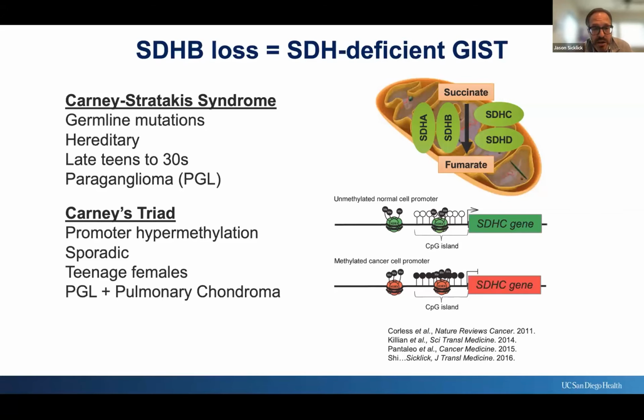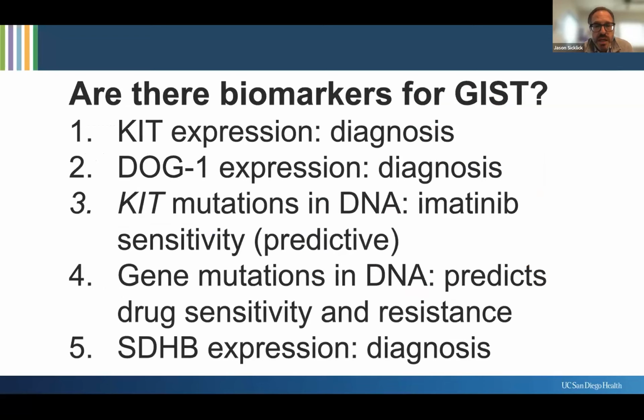We don't know why they occur. They generally only occur in teenage girls. They also get paragangliomas, in addition to another tumor type, which is benign, meaning not cancerous, which is pulmonary chondroma, or cartilaginous tumors of the lungs. And so with this, we now add on, beyond just KIT mutations, additional gene mutations in the DNA that can predict drug sensitivity and resistance. And we add on SDHB expression as a diagnostic biomarker.